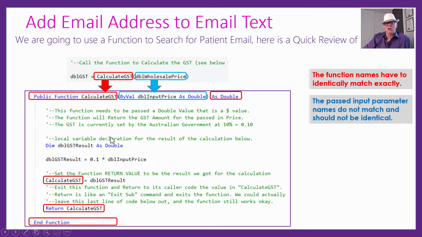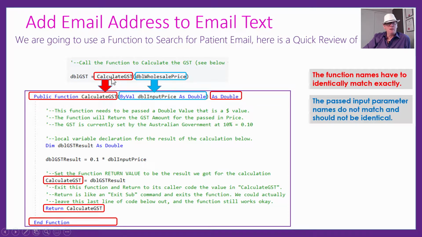And what we're passing in does not stay the same. So this is the DBL wholesale price we've currently got up in the program processing we've been doing. For the function, it's just going to be the input price that's coming into the function. So here on the function part we say ByVal, and it's DBL input price. We're getting an input price, and it's a double as its type.